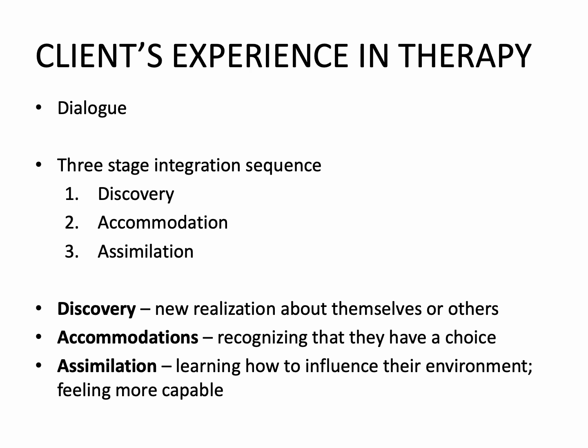Accommodation is recognizing that they have a choice. So let's work with what we have, right? If this is going on, let's accommodate by figuring out what we need to do next. Assimilation is learning how to influence their environment, feeling more capable. So once you start to understand what's going on in your surroundings, your environment, then we can start working on those things and making sure that those things are giving you a happier, healthier life.